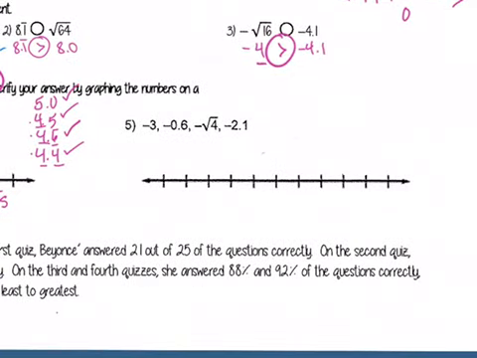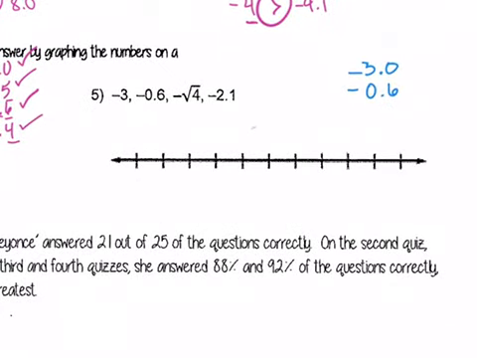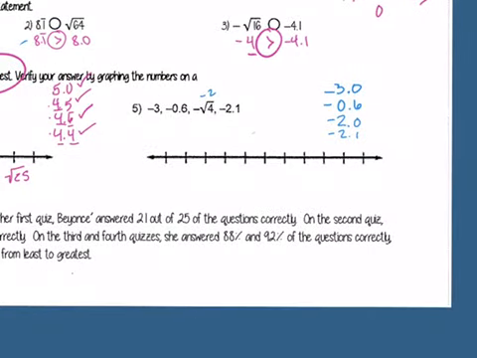The next group, we've got negative 3, negative 0.6. So I'm going to go ahead and turn that 3 into a decimal just so I can better compare them. Then negative square root of 4 is actually negative 2. And then negative 2.1. So keep in mind those negative rules. Think about your number lines. The one that's farthest away from 0, or the biggest digit we can think about, is actually going to be my smallest. So in this case, negative 3 is my smallest.